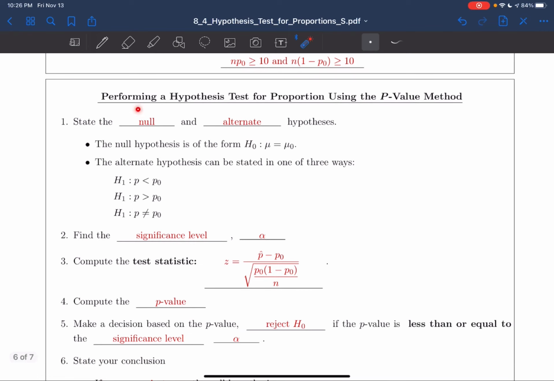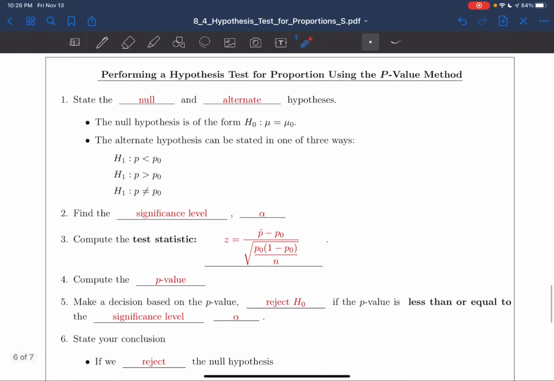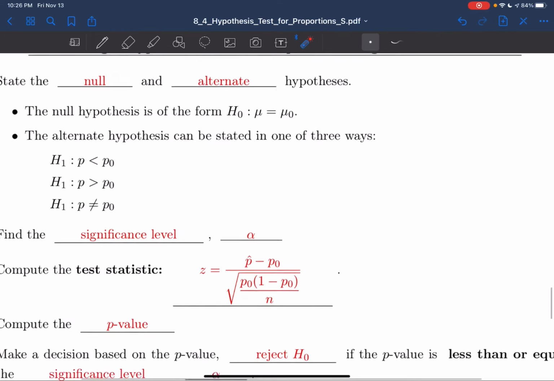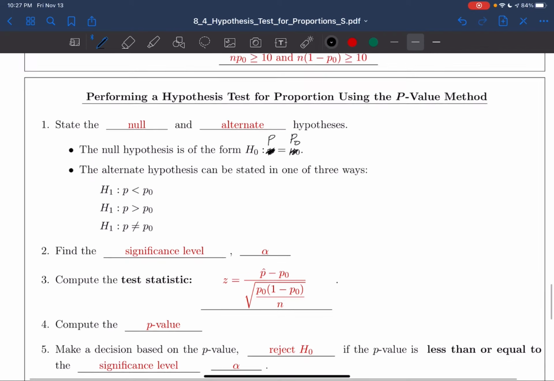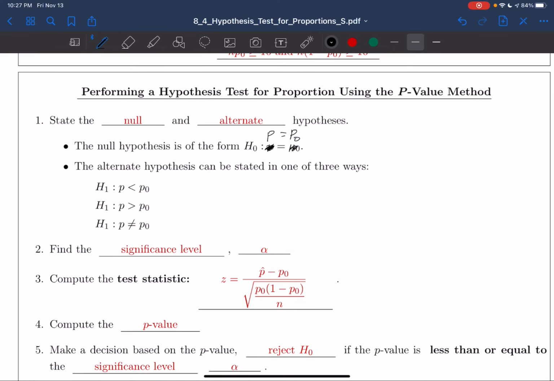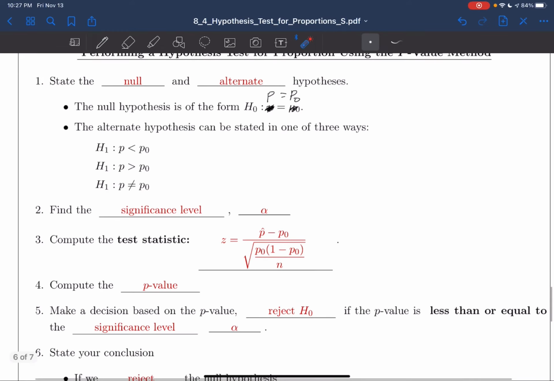So, performing hypothesis testing for proportion using the p-value method. Again, we want to state the null and our alternative hypothesis. The null should be p is equal to p naught. This is the null hypothesis for proportion. Then our alternative hypothesis can be stated one of three ways: p is less than p naught, p is greater than p naught, and p is not equal to p naught.